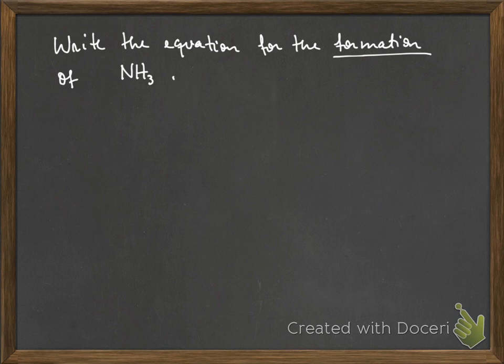I'm going to begin with the arrow, and I have to, it's a must, I have to have 1 mole of the product here. Ammonia is a gas, so I begin like this. Since I want the formation of ammonia, I'm producing 1 mole of ammonia. The next step is to think about the constituent elements. What are the elements that form ammonia? Well, it's nitrogen and it's hydrogen.